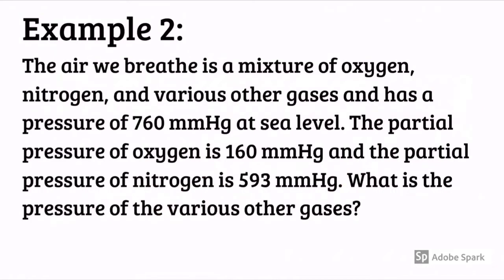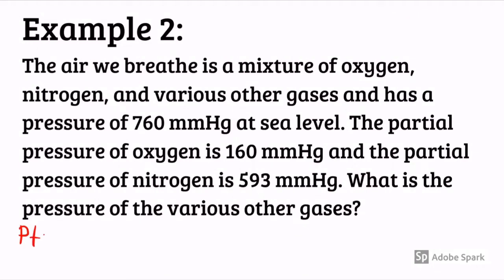Okay, example 2. The air we breathe is a mixture of oxygen, nitrogen, and various other gases, and has a pressure of 760 millimeters of mercury at sea level. The partial pressure of oxygen is 160 millimeters of mercury, and the partial pressure of nitrogen is 593 millimeters of mercury. What is the pressure of the various other gases?